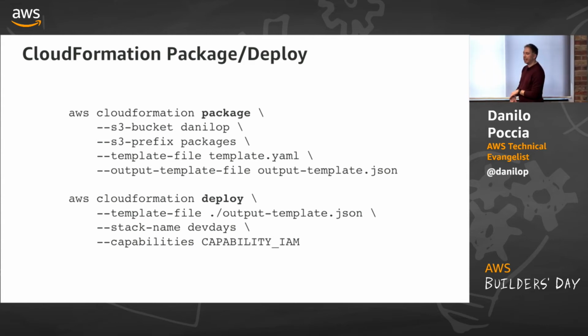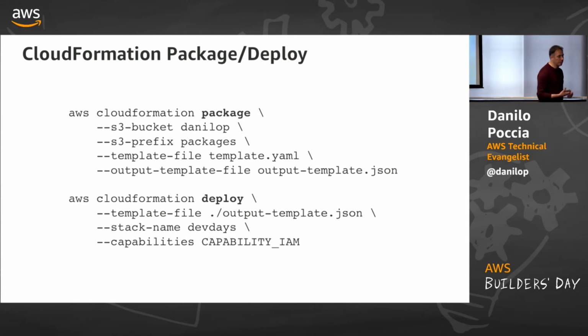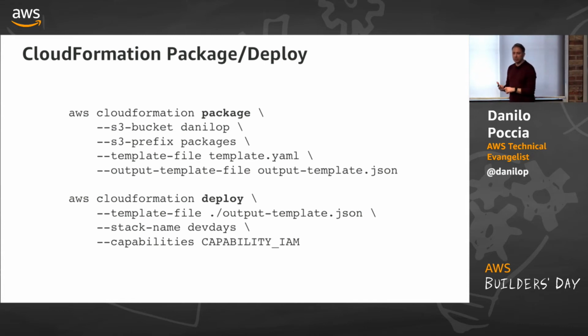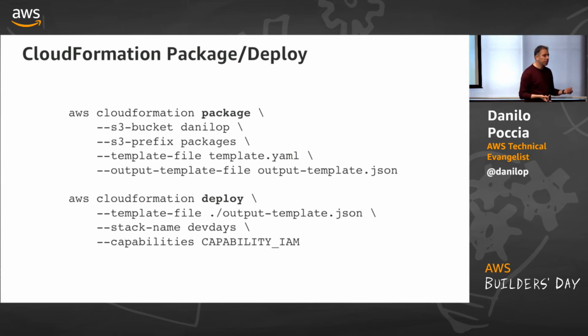When you have a template, you can use the web console, but also the command line interface, the AWS CLI, to transform this template file into an implementation of this API. There are actually two commands, package and deploy.